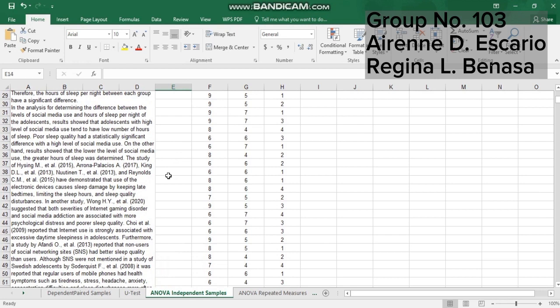The studies of Haising M. et al. 2015, Arona Palacios A. 2017, King D. L. et al. 2013, Noyotinen T. et al. 2013, and Reynolds C. M. et al. 2015 have demonstrated that the use of electronic devices causes sleep damage by keeping late bedtimes, limiting the sleep hours, and disturbing sleep quality.